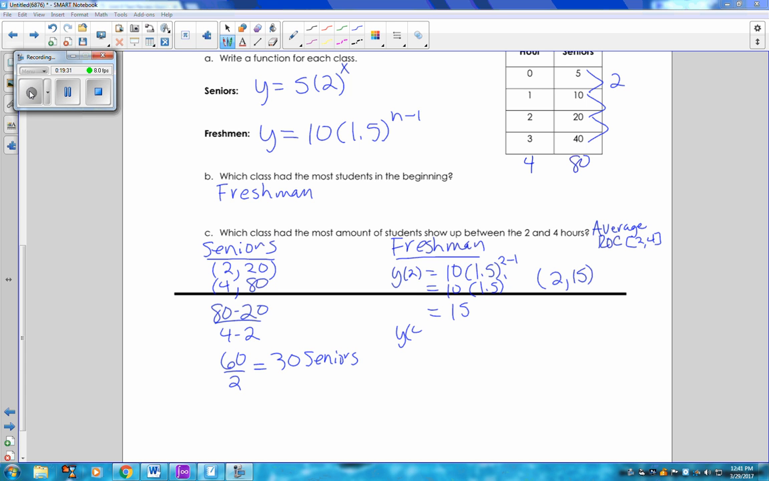Now we're going to find y of 4. So I have 10 times 1.5 to the 4 minus 1. That's 10 times 1.5 to the third power. You can use your calculator for that, and you're going to get 33.75. So that ordered pair is (4, 33.75).